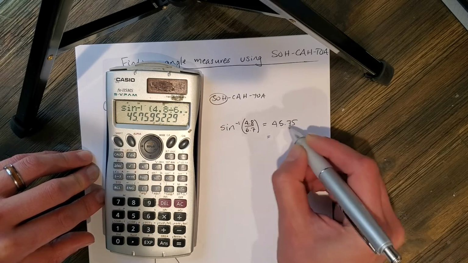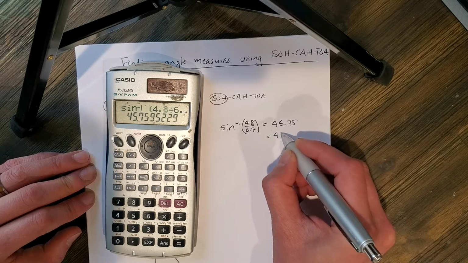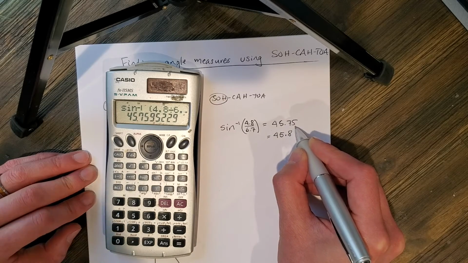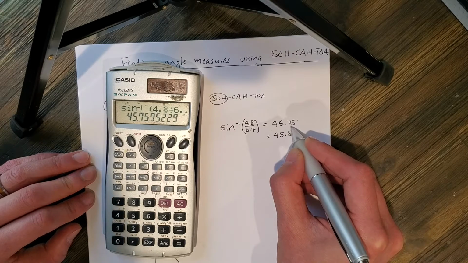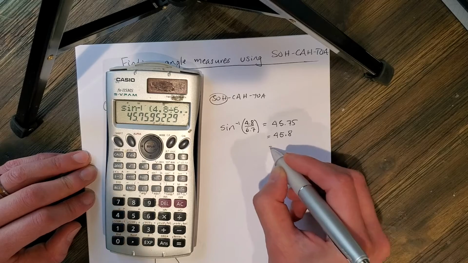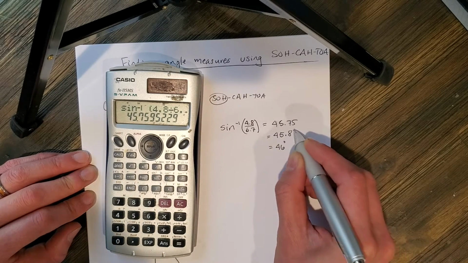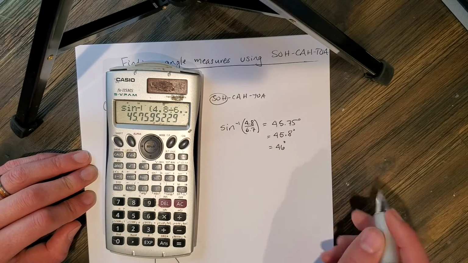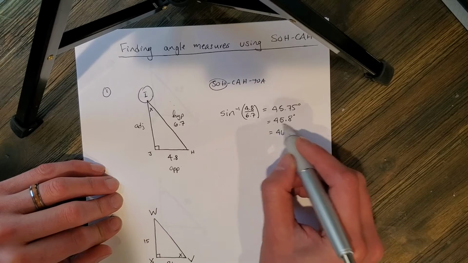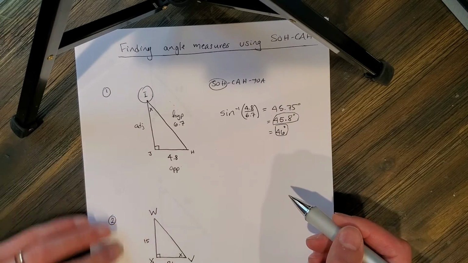If I round 45.75 to the nearest tenth, it would be 45.8, because the 5 next to it is 5 or bigger, and so this would be an 8. Now, if I want to round to the nearest degree, it would be about 46 degrees. So all these are appropriate answers. On Delta Math, it's going to either ask you to the nearest tenth or to the nearest degree. So it'll be one of these two, okay?